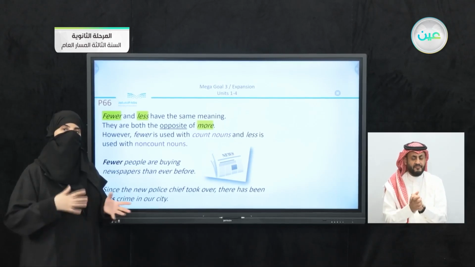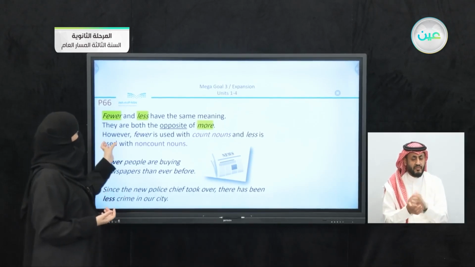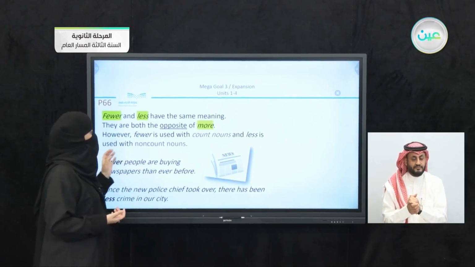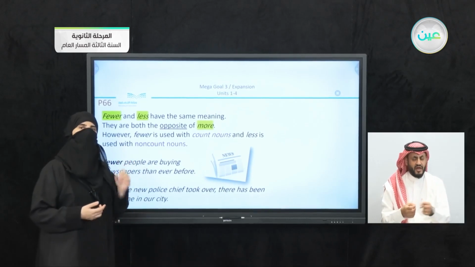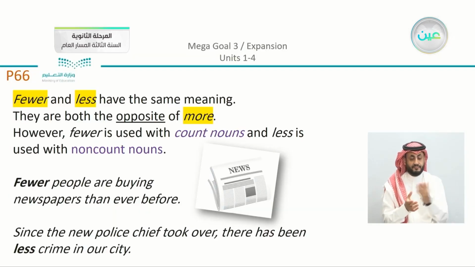So here, milk and pens, what is the difference between them? We can see that fewer is used for count nouns and less is used with non-count nouns. Now, for example, fewer people are buying newspapers than ever before. People are countable, so we have here fewer. And since the new police chief took over, there has been less crime in our city.